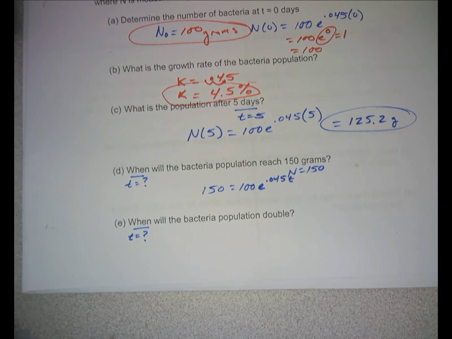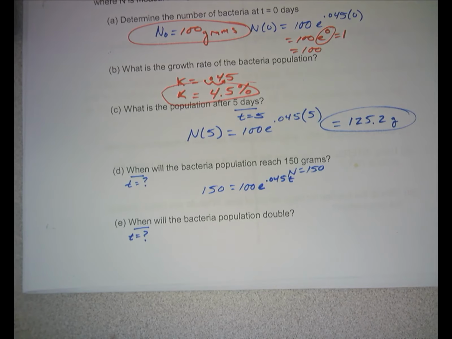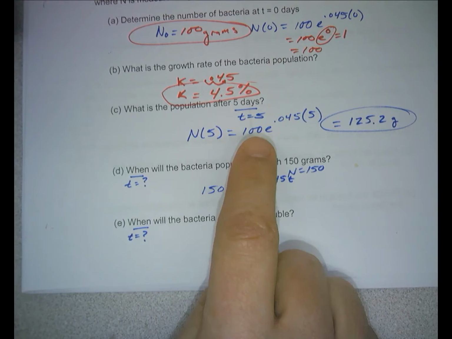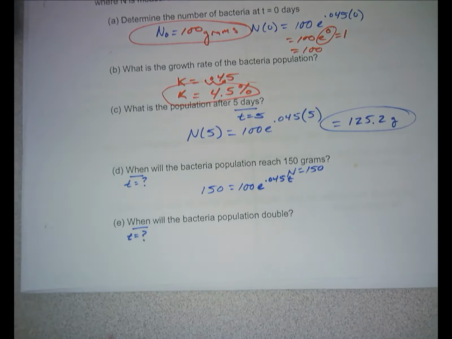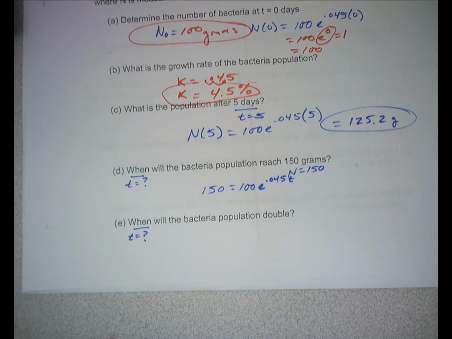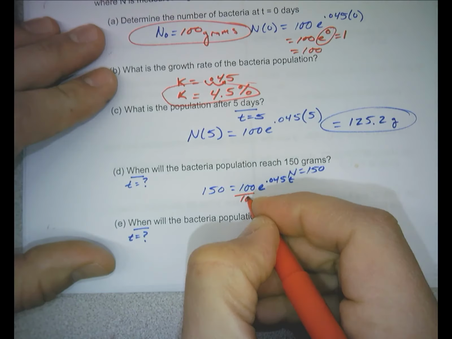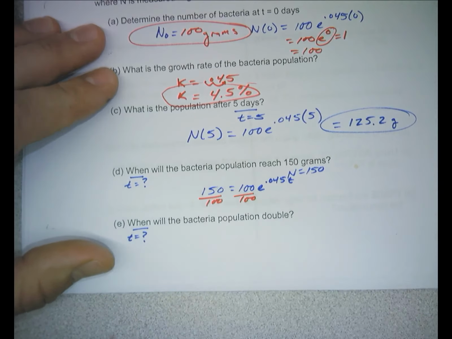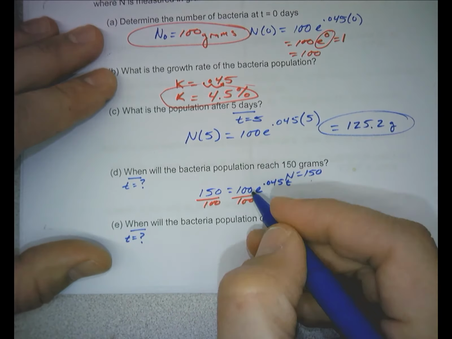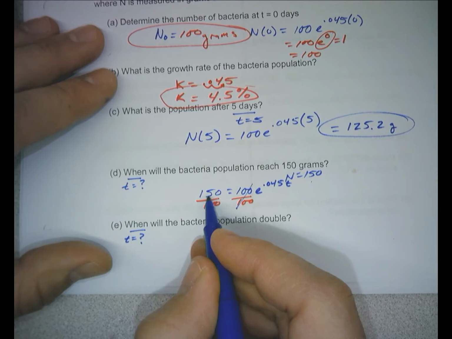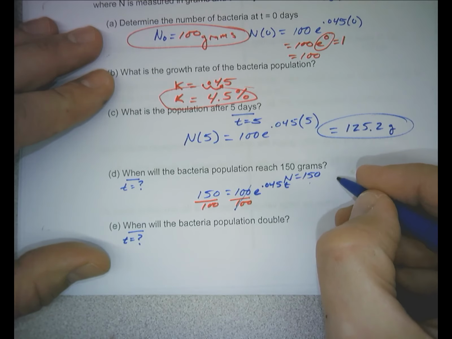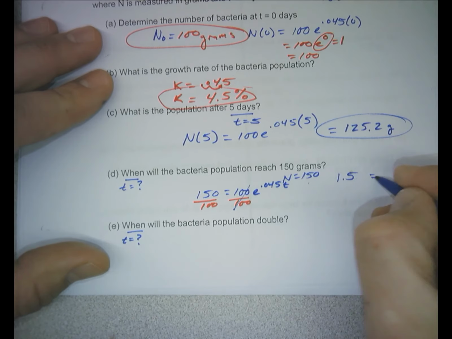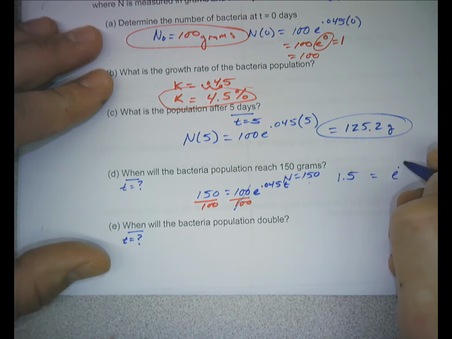Shay, Connor. We are going to log both sides, but not yet. This 100 is in the way. How do we move this 100? Divide it over. Yeah, buddy. Go ahead and divide over. That's the first step. This guy cancels, and now I've got 150 divided by 100 is 1.5. And that equals e to the 0.045t.